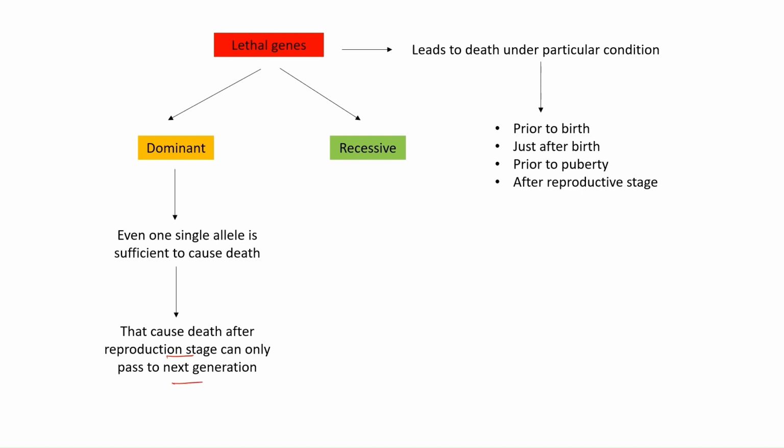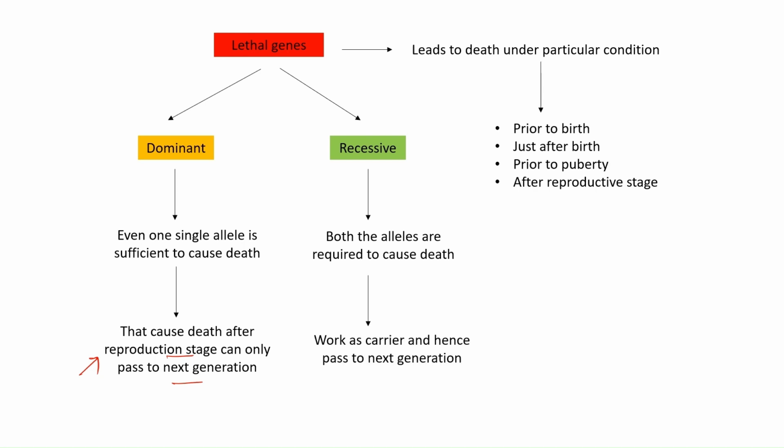Otherwise, it won't be able to pass into the next generation, because that organism has died before reproduction. So before reproduction, if any organism is dying, definitely the gene won't pass to the next generation. So in case of a dominant allele, the gene will only pass to the next generation if that particular organism has crossed the reproduction stage. In case of a recessive lethal gene, both alleles are required to cause death, and it works as a carrier and hence it is passed to the next generation.